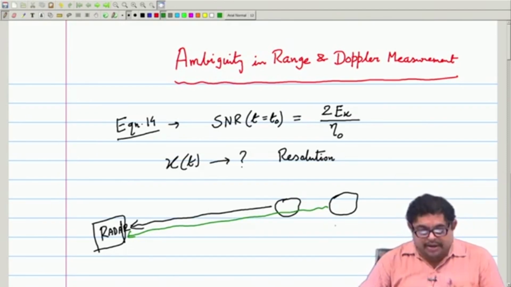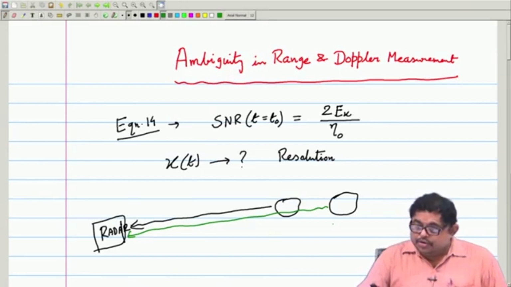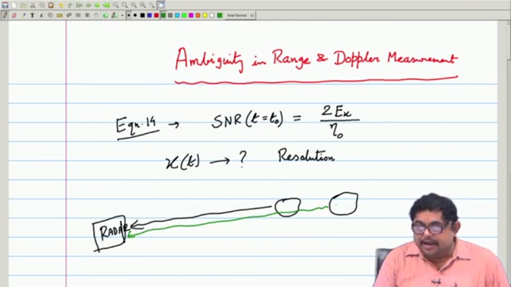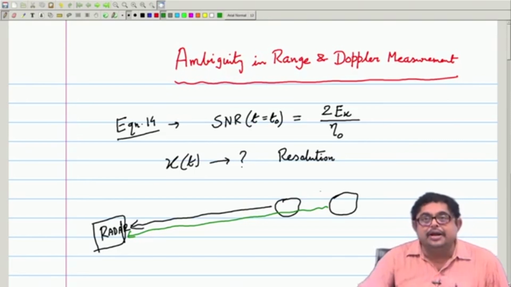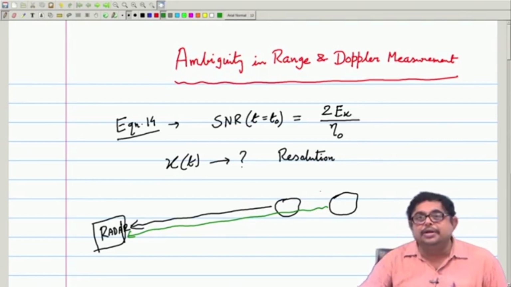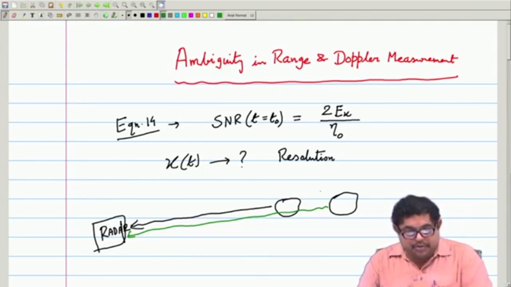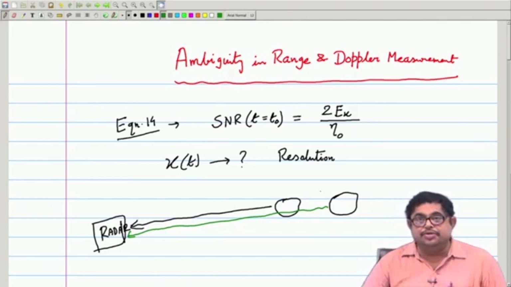Now, at the receiver, the radar will have to take a decision whether there are two targets or one target. Suppose I go on decreasing the difference in range, the distance amongst them. How close can the two targets be, and still the radar will be able to tell that there are two distinct targets, not the same target? The minimum separation of the two targets for which the radar is able to distinguish them as two different targets is called the range resolution.